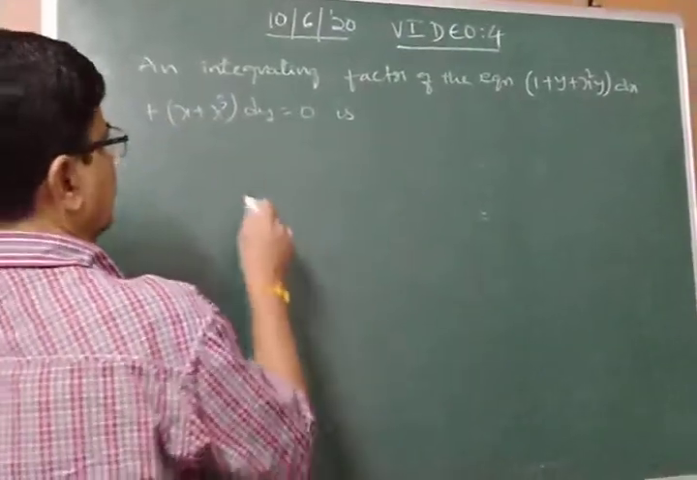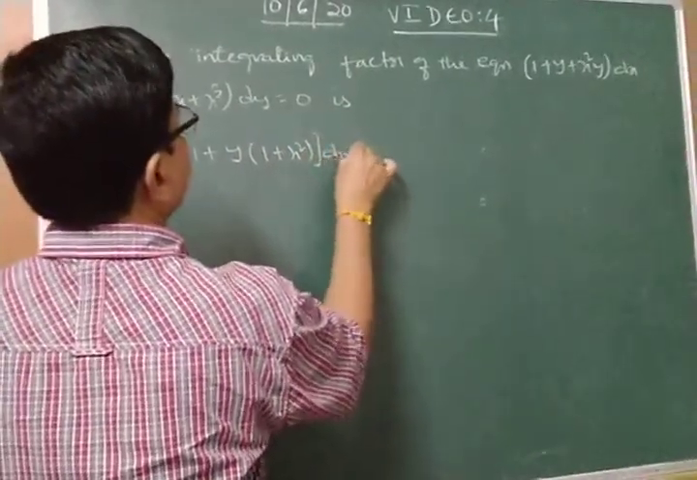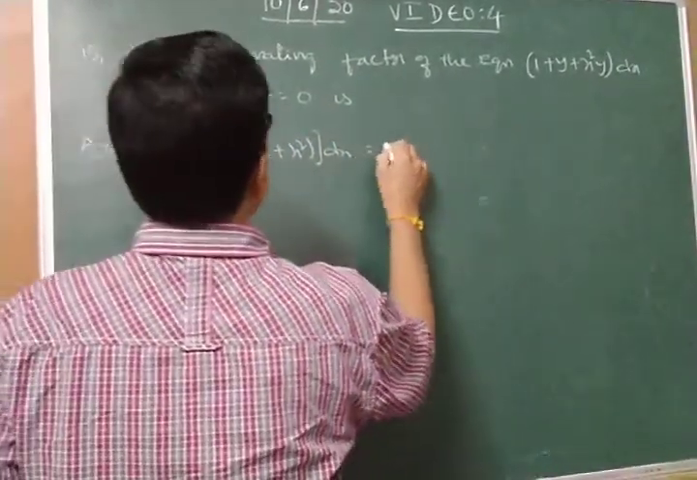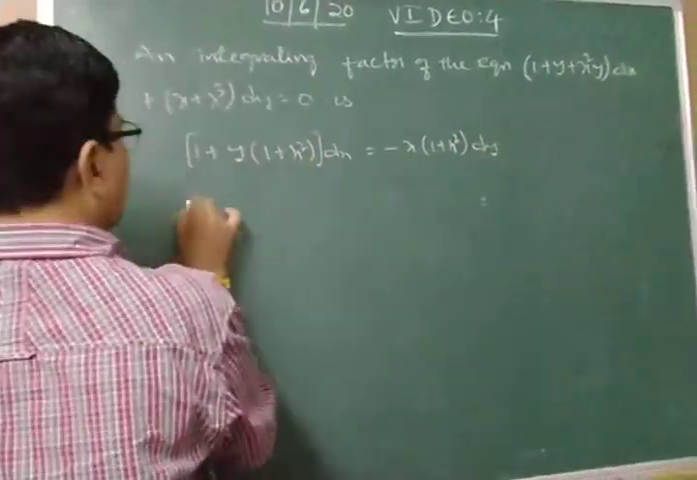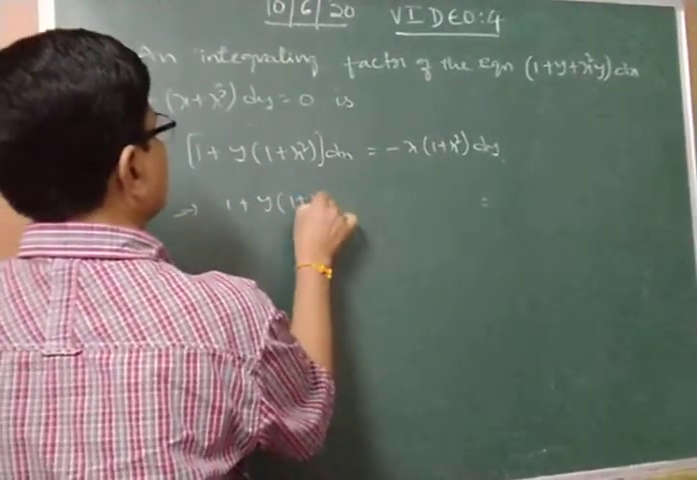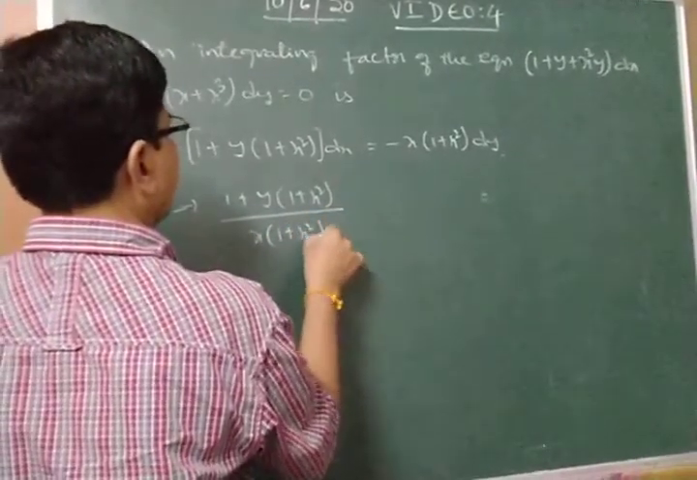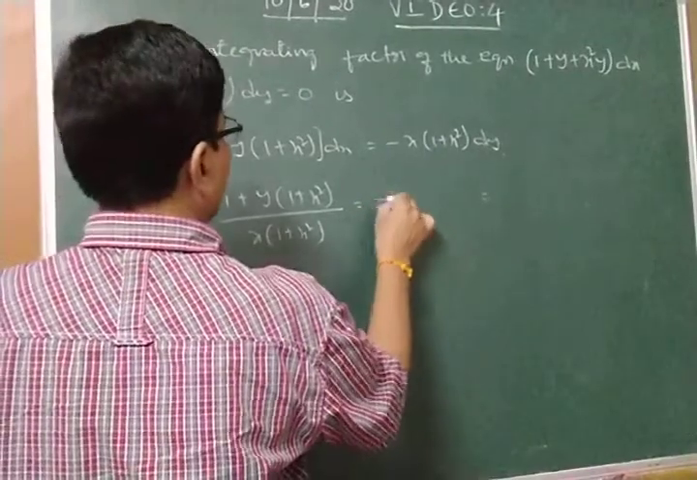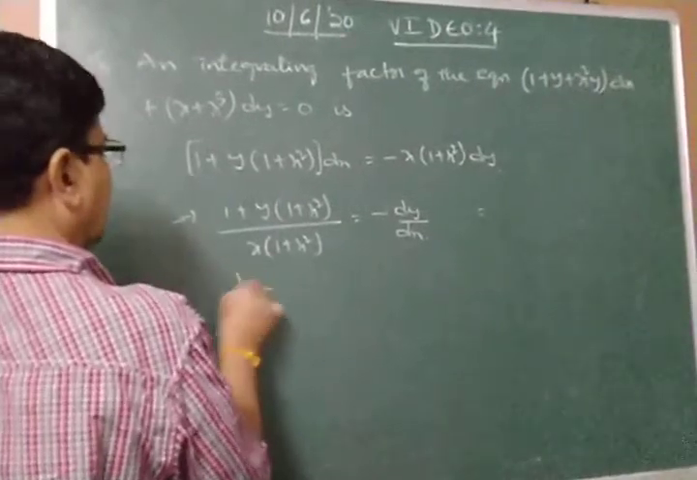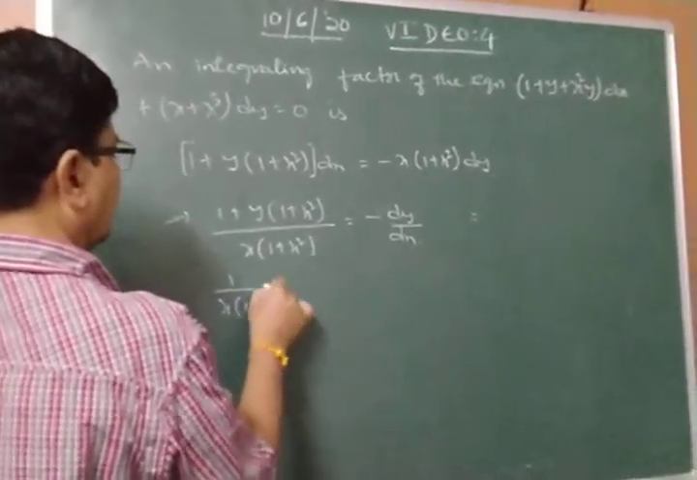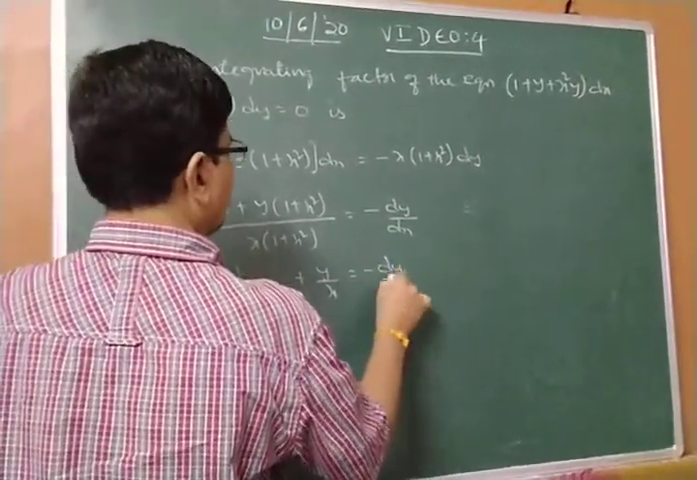So first of all, we write (1 + y)(1 + x²) dx is equal to minus x(1 + x²) dy. So that implies (1 + y)(1 + x²) / (x(1 + x²)) is equal to minus dy/dx. Cancelling on both sides, 1/(x(1 + x²)) + y/x is equal to minus dy/dx.